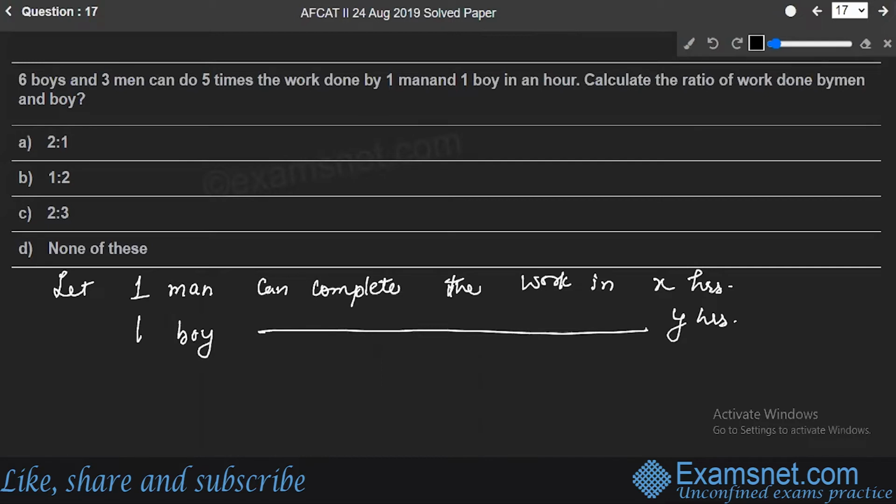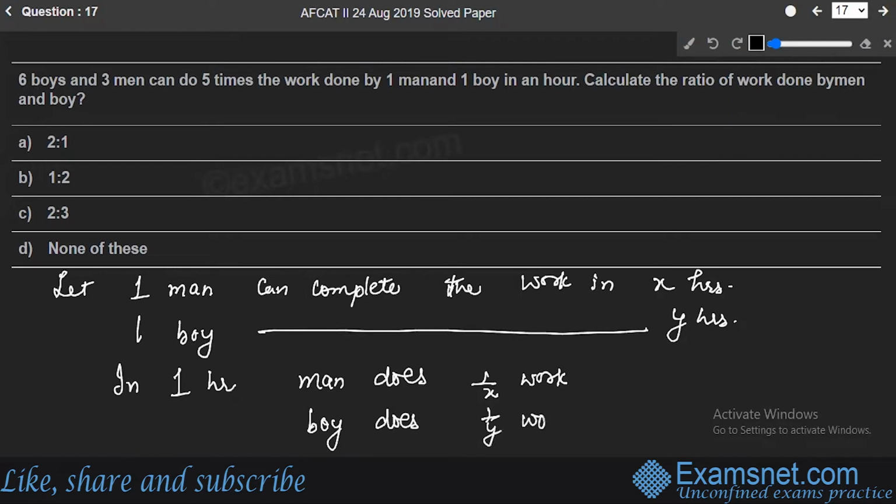So what will be the total work done by, like, in 1 hour, how much work the man will do? In 1 hour, man does 1 by X work and boy does 1 by Y work. Correct.